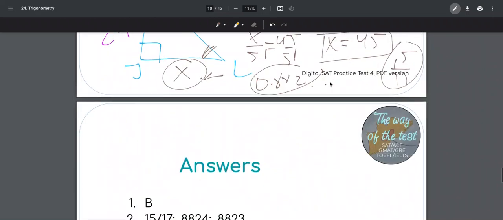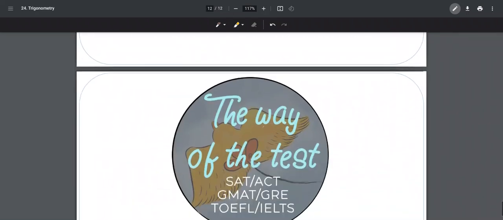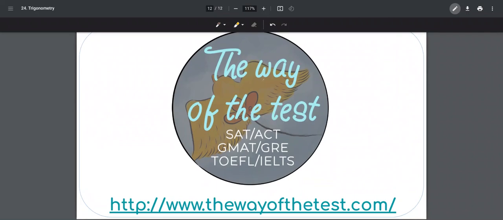Again, you don't really need anything else for trigonometry. And you can practice more in the Panda book, in the Barnes book, in Khan Academy, or with the practice test.